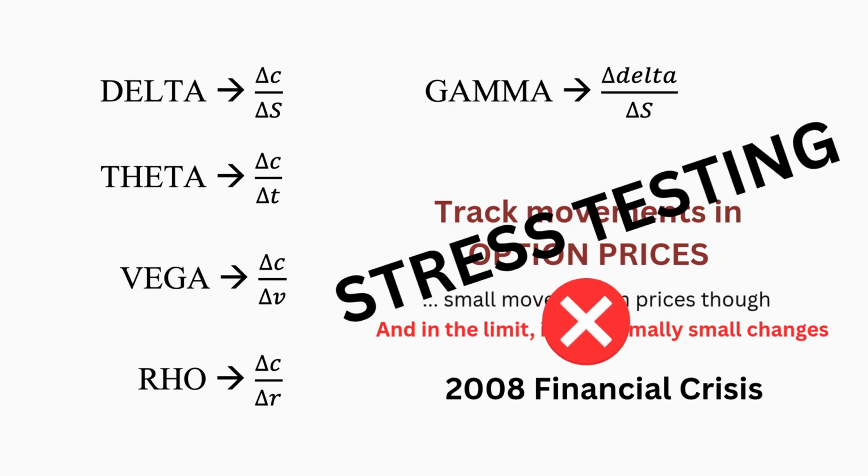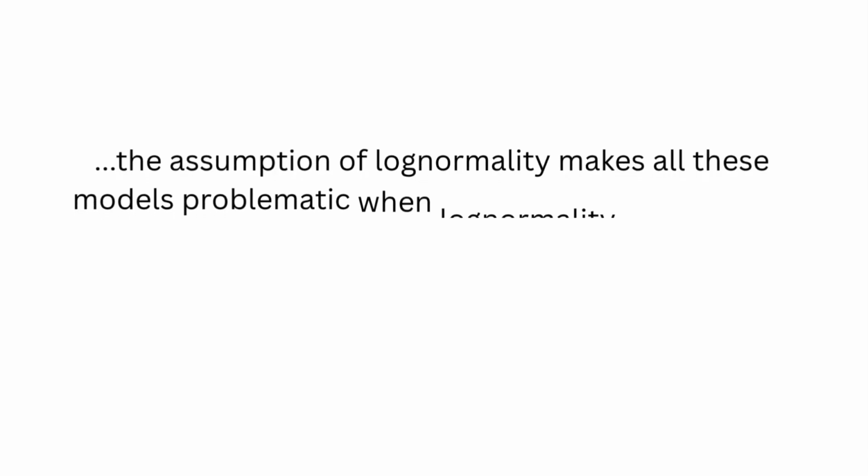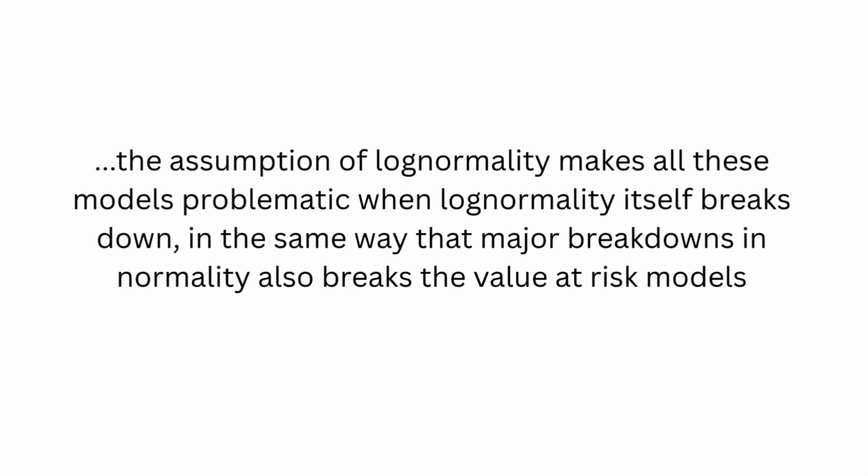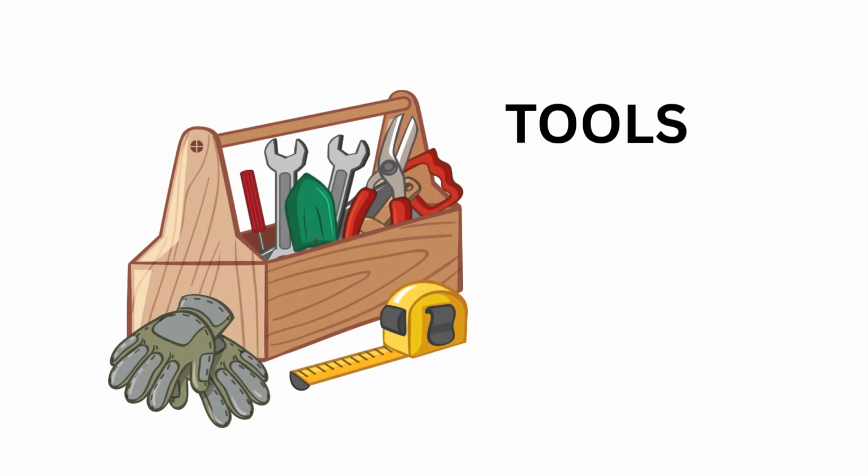And remembering our previous lessons, the assumption of log normality makes all these models problematic when log normality itself breaks down, in the same way that major breakdowns in normality also break down the value at risk models. So remember that these are just tools that guess underlying realities, and when assumptions break from reality in a big way, none of these tools will work properly.